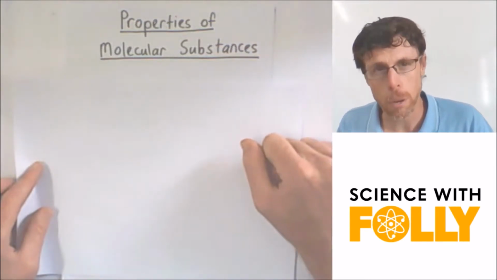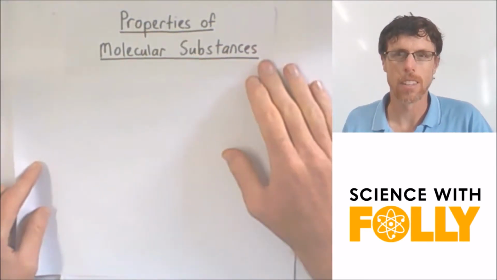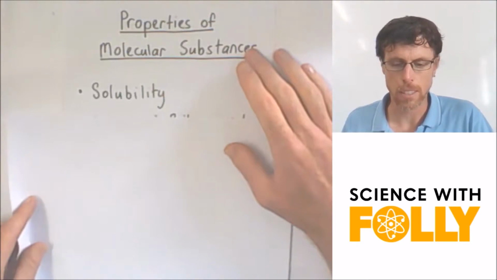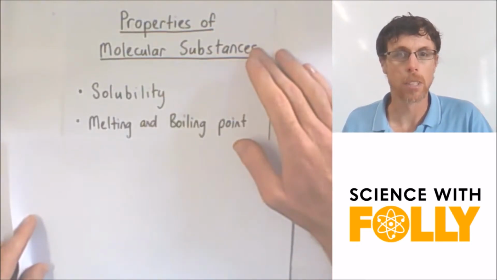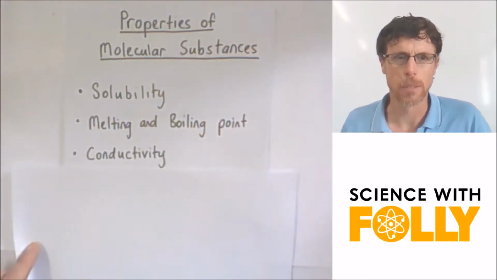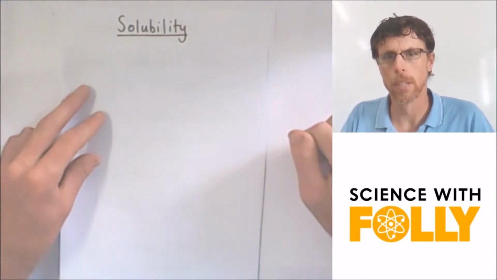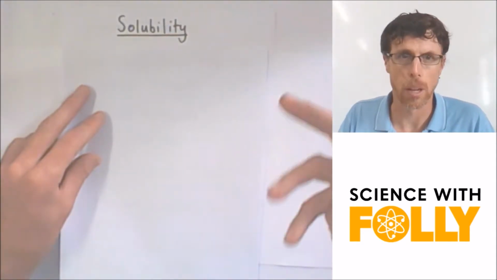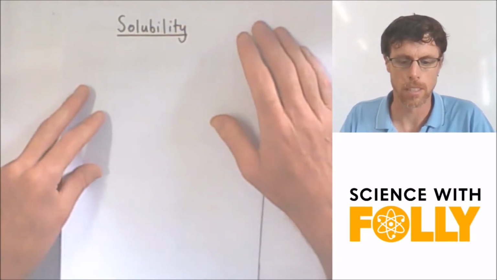Today we're looking at properties of molecular substances. And there's three properties that you need to know about: solubility, melting and boiling points, and conductivity. First, let's look at solubility. That's to do with how substances dissolve in other substances.